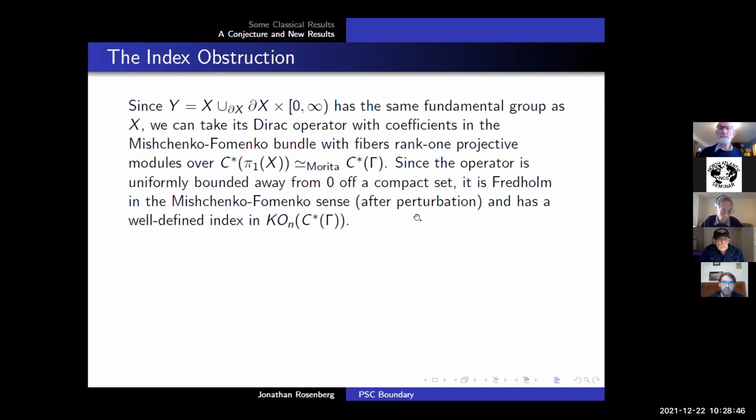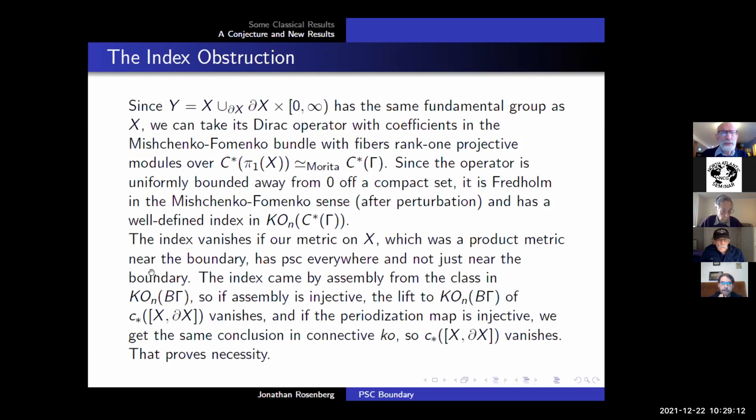Sorry, you wrote that C-star of pi_1 of X is Morita equivalent to C-star of gamma. Gamma was pi_1 of X or not? No, gamma is pi of X as opposed to pi_1. So there's a little subtlety here. This is the fundamental groupoid, and this is the fundamental group. So this depends on a choice of base point. That does not. I see. Okay, thank you.